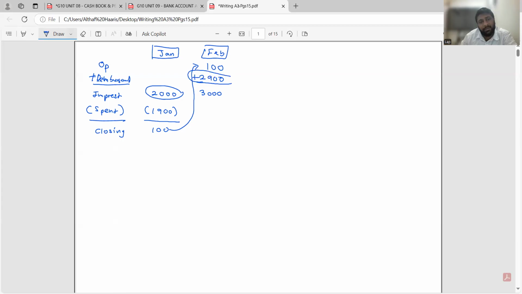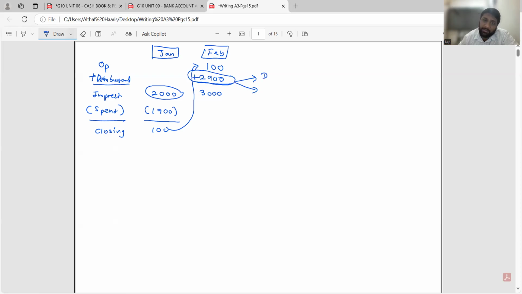So this is the reimbursement amount which is happening in the month of February. First day morning itself, this will happen. So what's the double entry here? Who is getting this cash? The petty cashier is getting this cash.